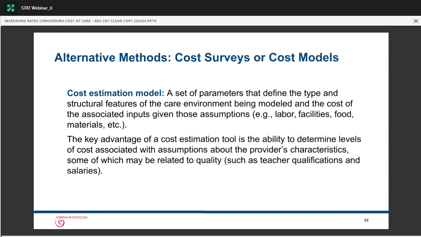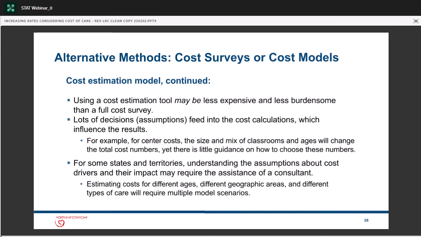Cost models are ideally derived from underlying data on cost structures for the providers in the community being modeled. Therefore, a cost survey, even on a small scale, may be needed to inform the development and ongoing updates of the cost estimation model, especially when giving credence to geographic variations in costs. Next slide, please.